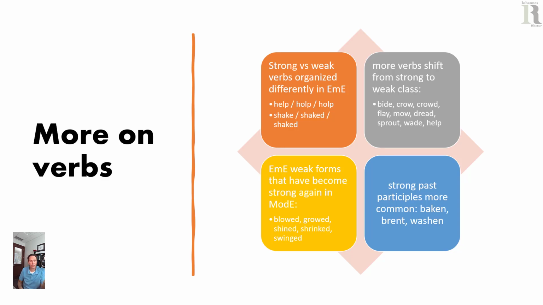Certain early modern English weak forms, though, have since become strong. You used to say the wind blowed. Now you say the wind blew. So we're not making more strong verbs, but in the early modern period, weak verbs were becoming strong verbs. Just a reminder, a strong verb is a verb where the vowel in the stem changes to indicate that it's past or a participle, rather than adding the suffix ed or d.